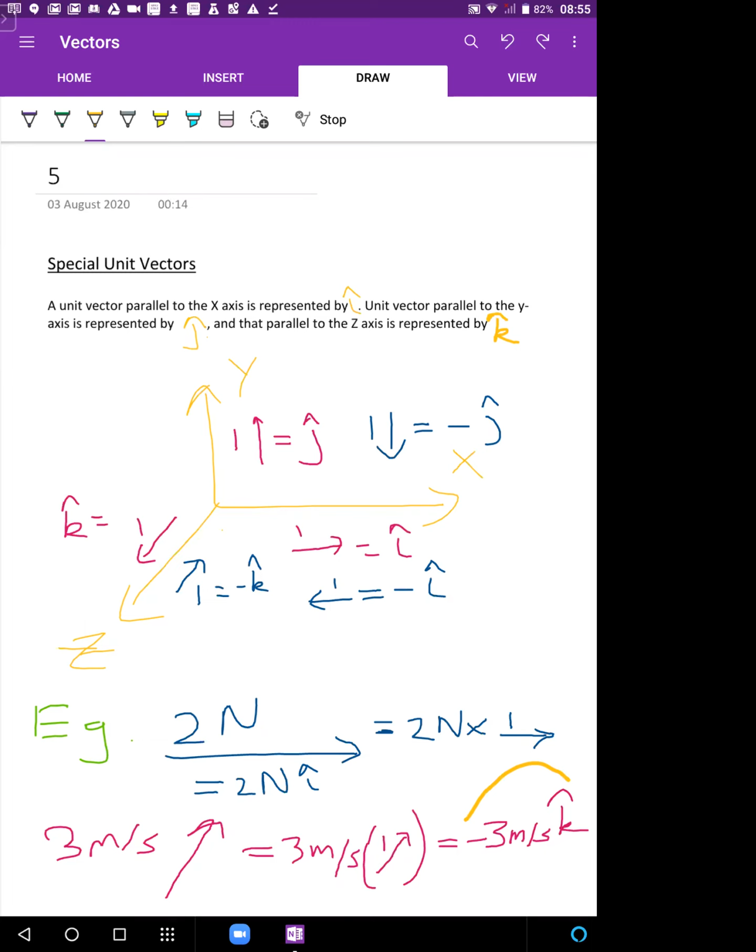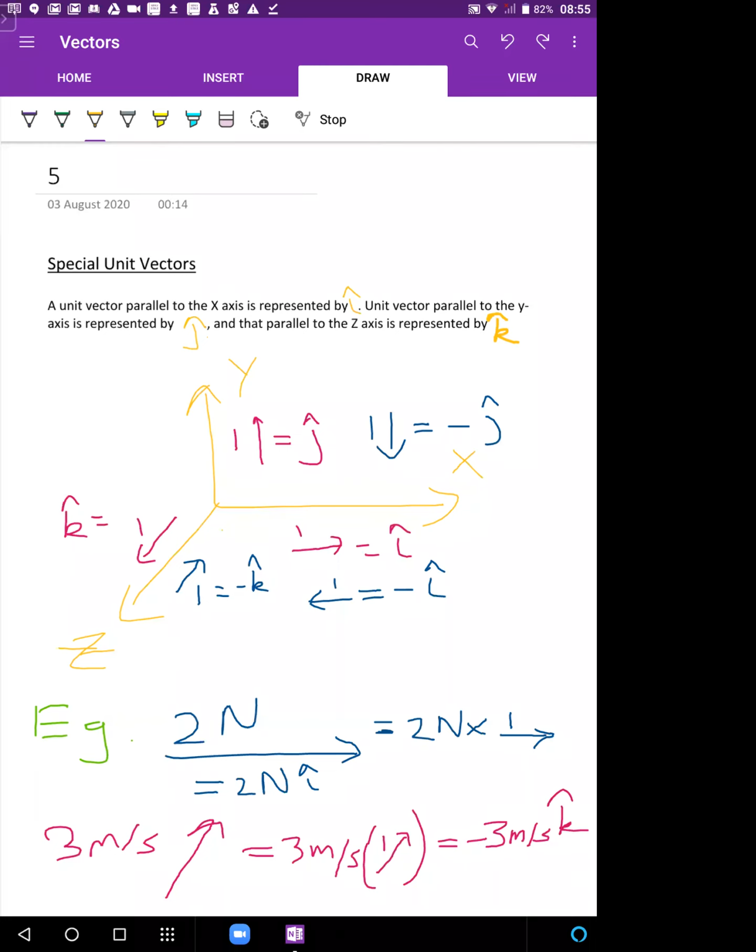If some of you didn't write meters per second, remember it's not 1 meter per second along the direction that becomes minus k cap. It's 1 along that direction which becomes minus k cap. So I still have to write the number and the complete units in front of that. So it's 3 meters per second into minus k cap. Yeah, minus 3 meters per second k cap. Okay.